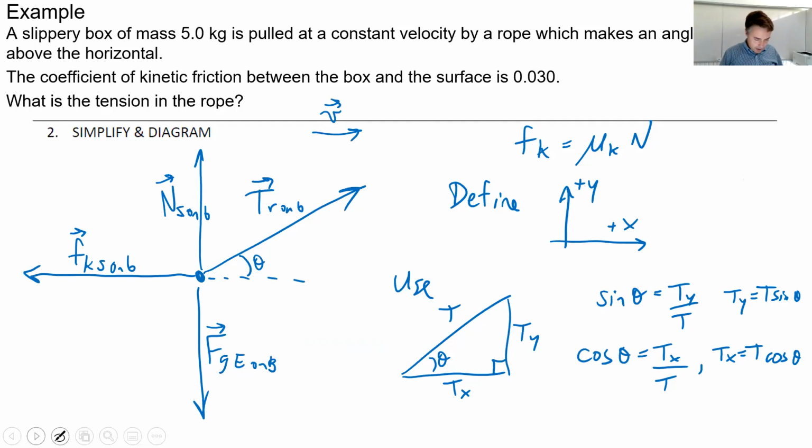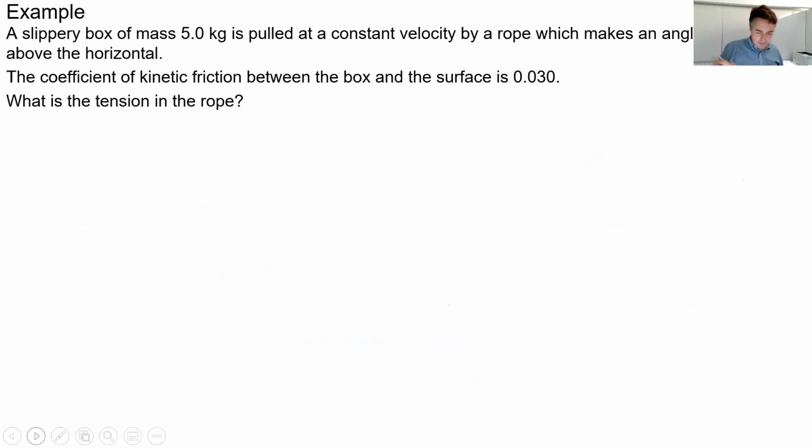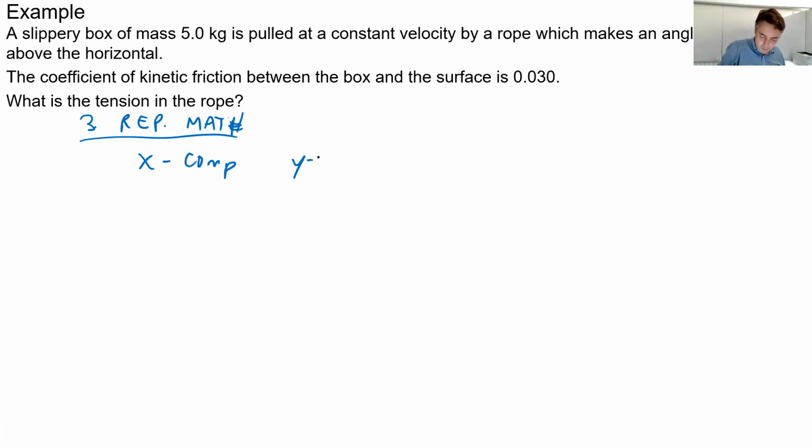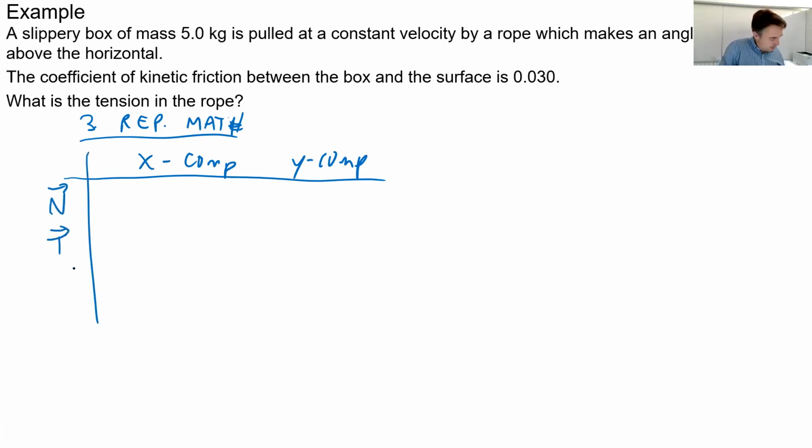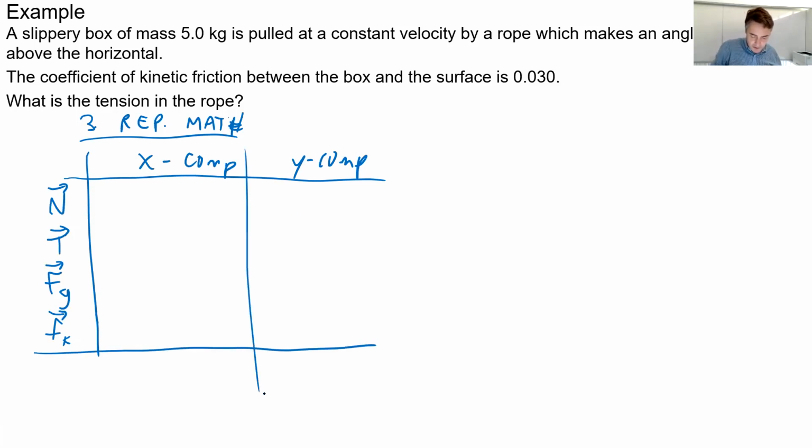So moving right along, the way I like to represent things mathematically is, step 3, represent the math. It should be on your sheet. I like to write the x component. You can do this any way you want, but I like to make a little table of my x components and my y components. So there's the normal, the tension, gravity, F sub g, and the kinetic friction force. That helps keep everything in my head, because otherwise it gets a little jumbled up.